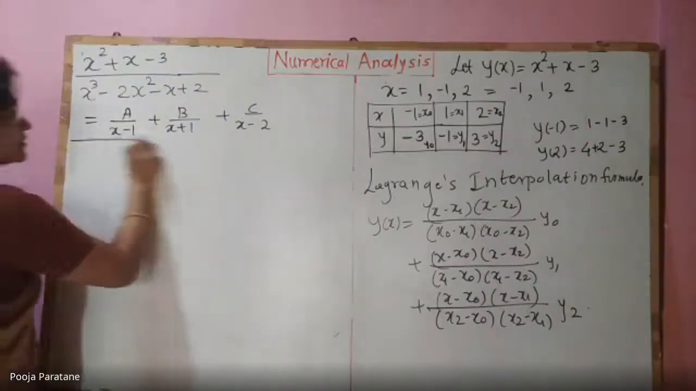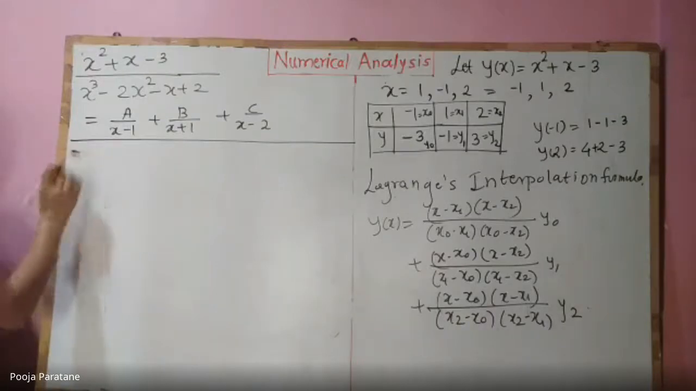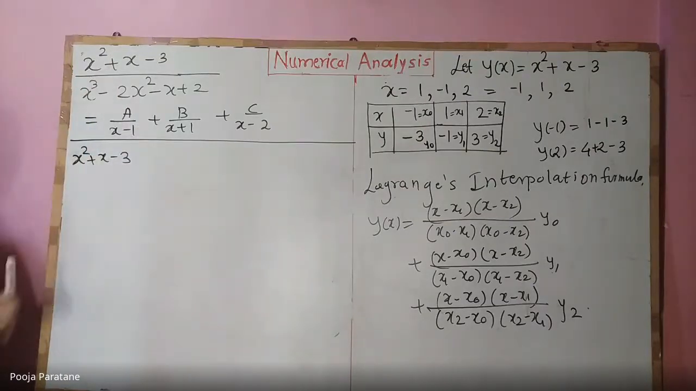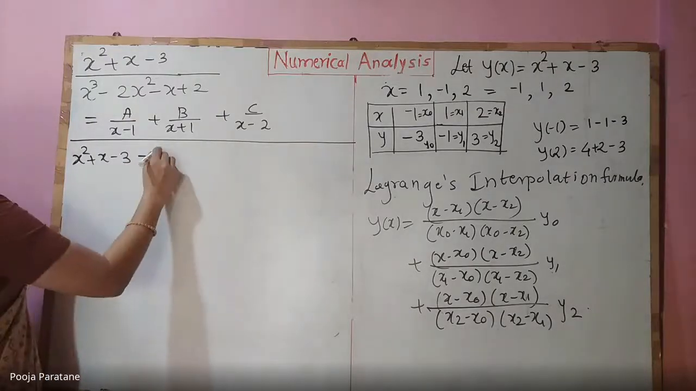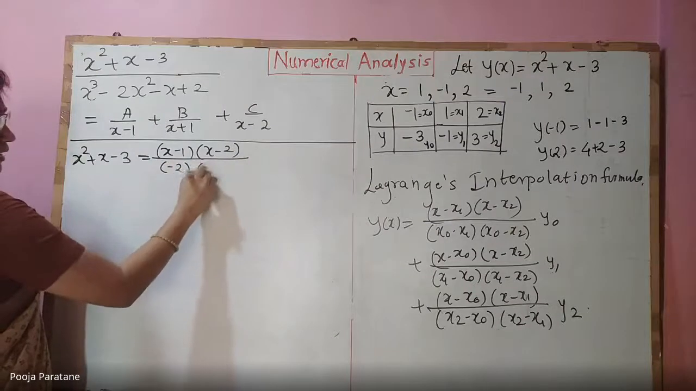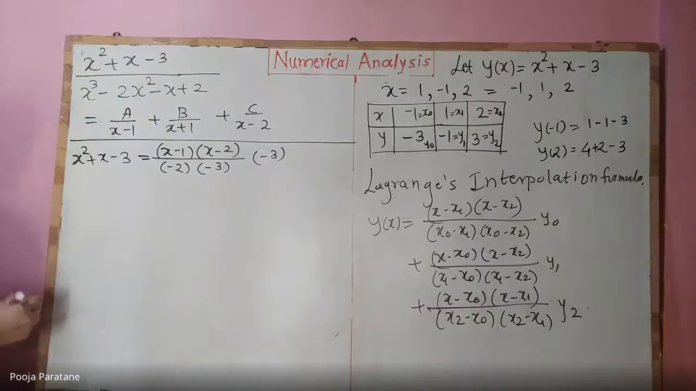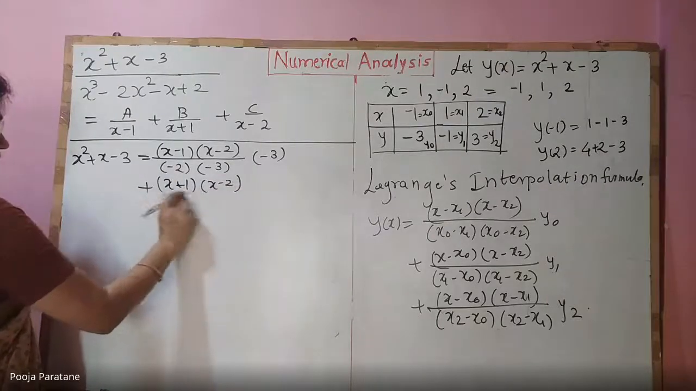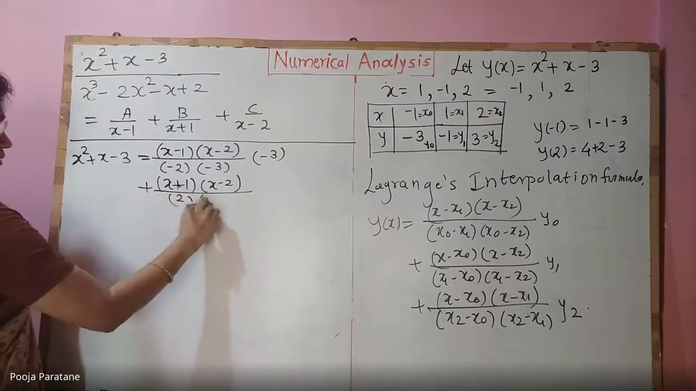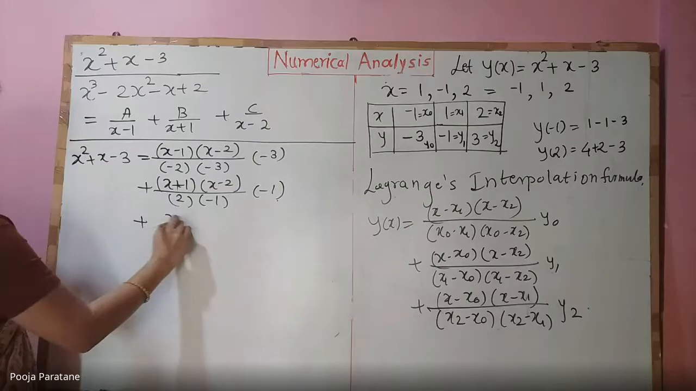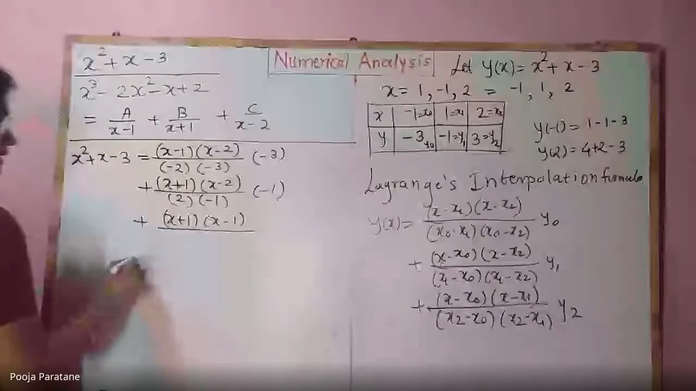Let it be, for the sake of convenience, I will write it here. So now let me write what my y(x) is here. So y(x) is x square plus x minus 3 in the numerator, equal to, substitute the values. Then here it is minus 2 and minus 3, and the corresponding value of y0 is minus 3. Then the value of x1 is 1. So here it is 2 minus 2, and the value of y1 is minus 1. The value of x2 is 2, 3, 1, and y2 is 3.